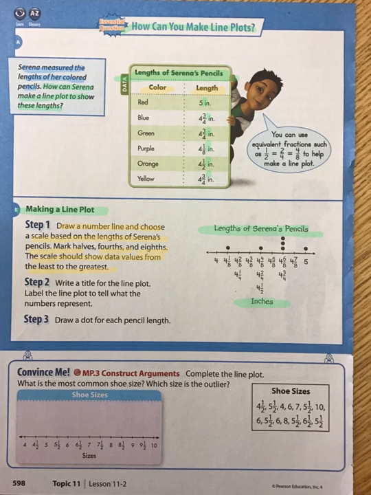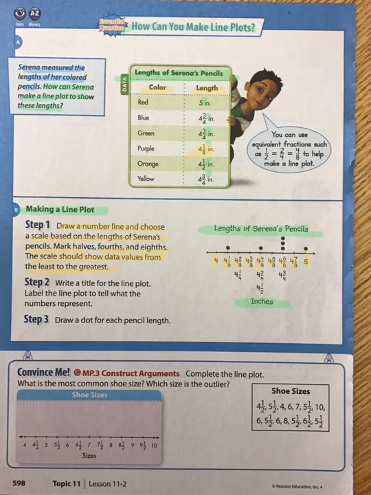If we look at our data and we look at the chart, the smallest size that she has would be 4 1/8. So that is our smallest, where we're going to begin. Start with whole numbers. We have 4 to 5. And in between 4 and 5, we have eighths. We have 4 1/8, 4 2/8, 4 3/8, 4 4/8, 4 5/8, 4 6/8, 4 7/8, and then 4 8/8, which would be 5.